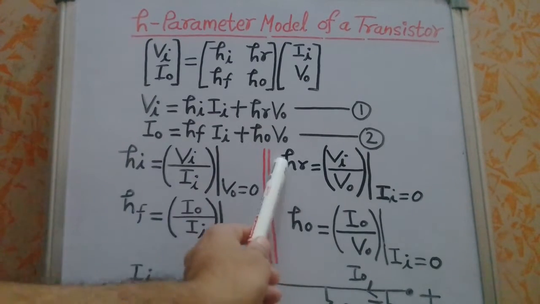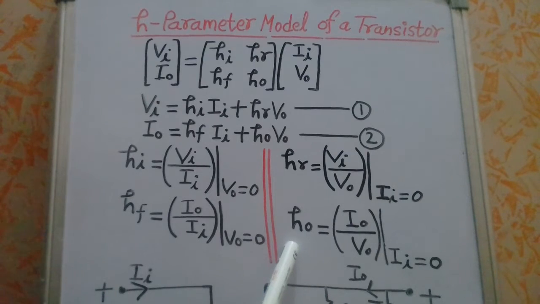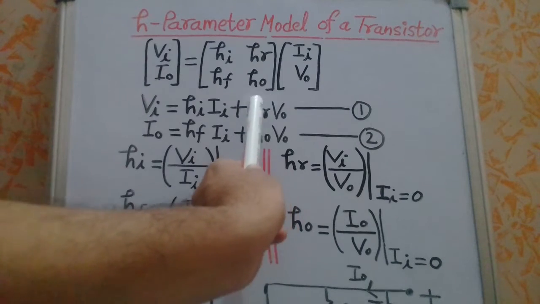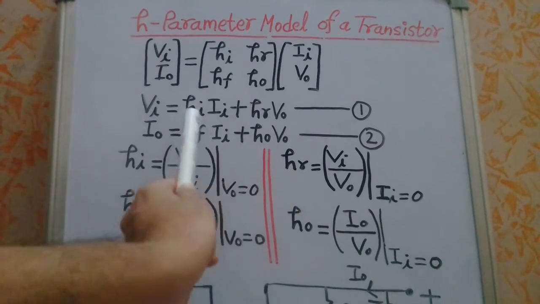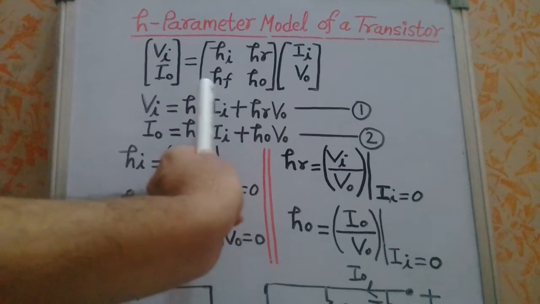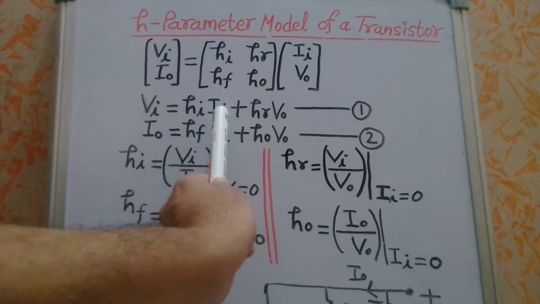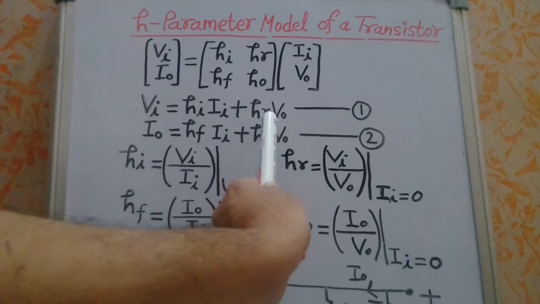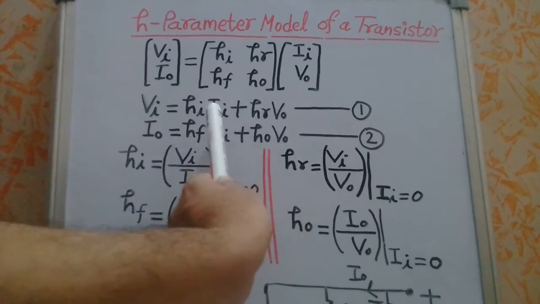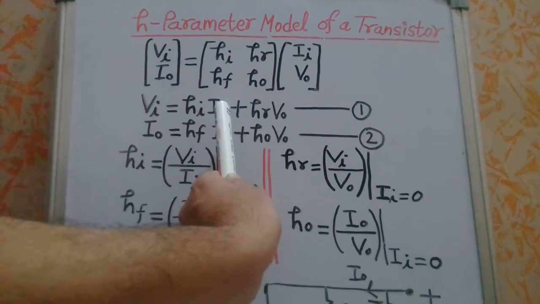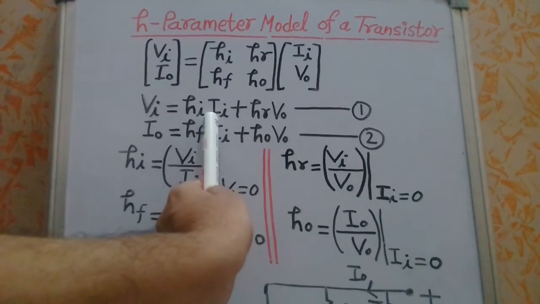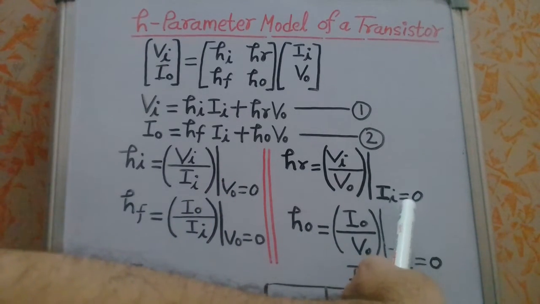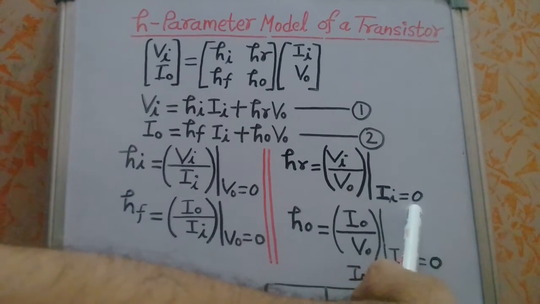Similarly, can you calculate HR and HO? Yes, definitely. How to calculate HR? See here, if you want to calculate this HR, then first of all you have to make this first term equal to 0, and that is only possible when II is equal to 0. When II is equal to 0, in that condition you can calculate HR. So what is the meaning? The meaning is that you have to open circuit the input. So when you make input open circuit, that means input current will be 0.